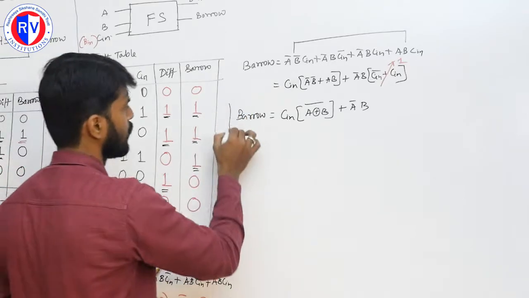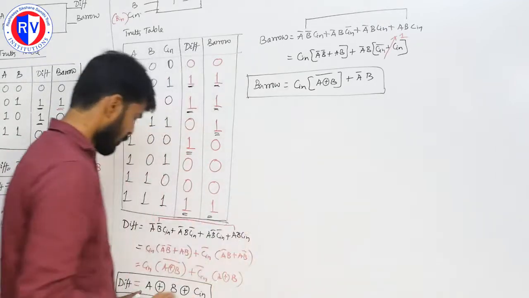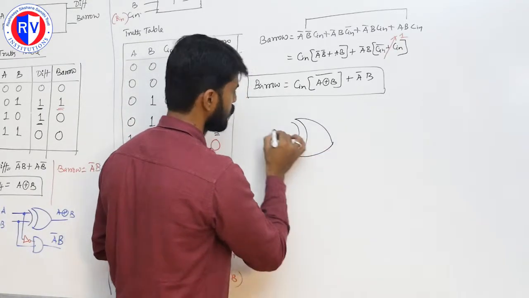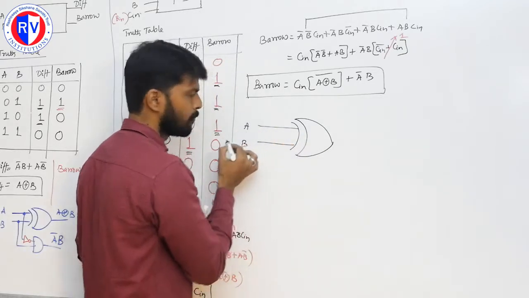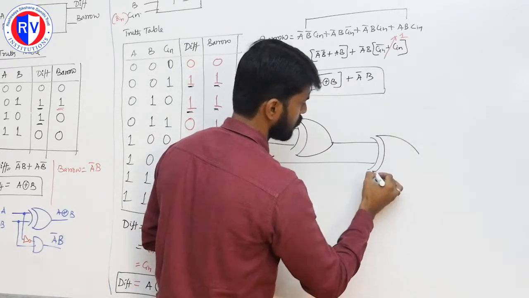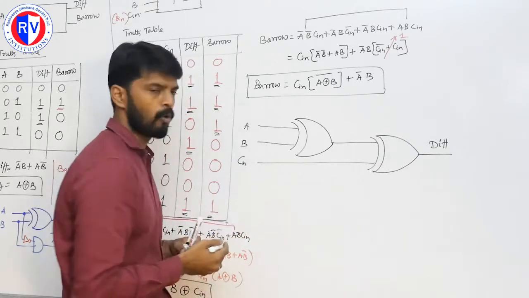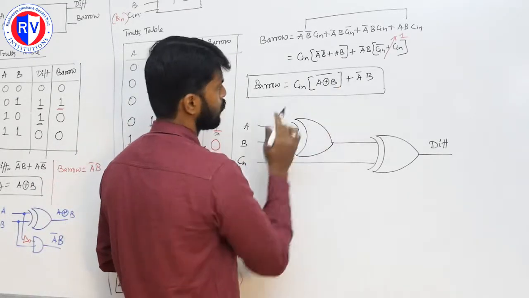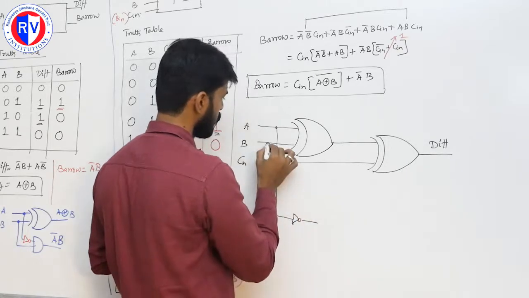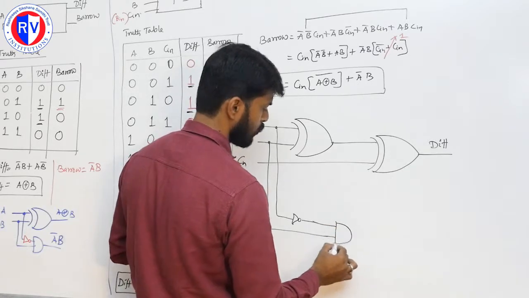For these two equations, I need to construct a logic diagram. In this case, the logic diagram is pretty simple. For the difference, we need two XOR gates. This is the XOR gate with inputs A and B. Next, this will get connected using one more XOR gate. See, this is the difference. Then this is Cin, or we can say the borrow in. Then I need to make A bar B. So here I will take A bar, then the B. I need one AND gate to do that.